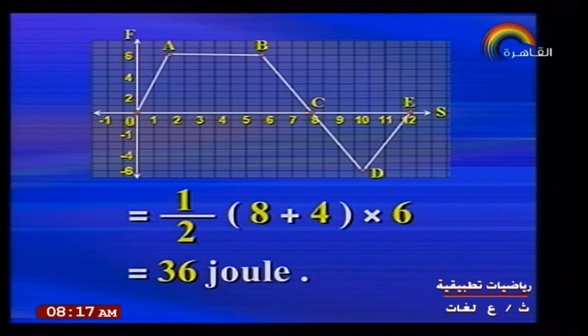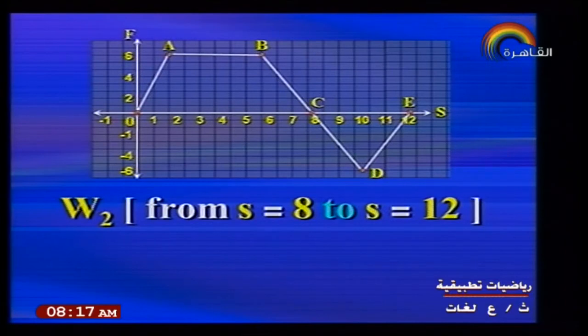Then the work done by the force from s equals 0 to s equals 8 represents the area of the trapezium OABC, which equals what? 36 joule. Then what is the work done from 8 to 12?